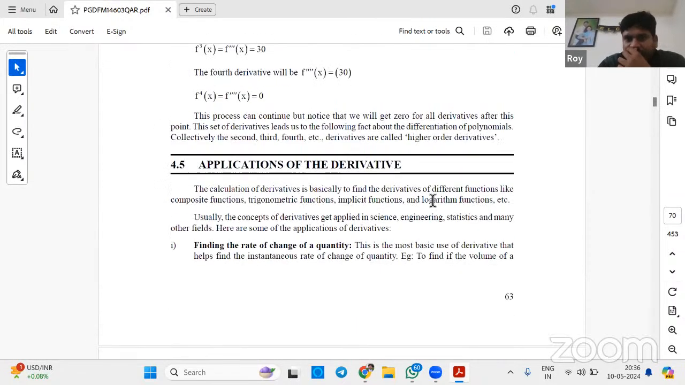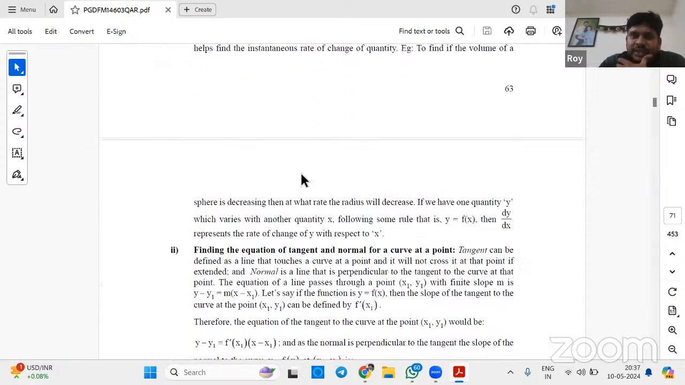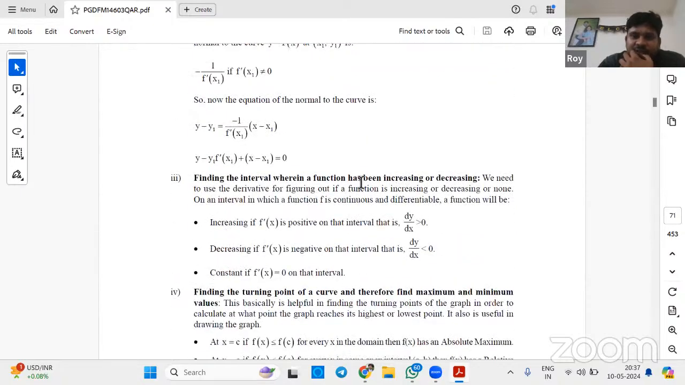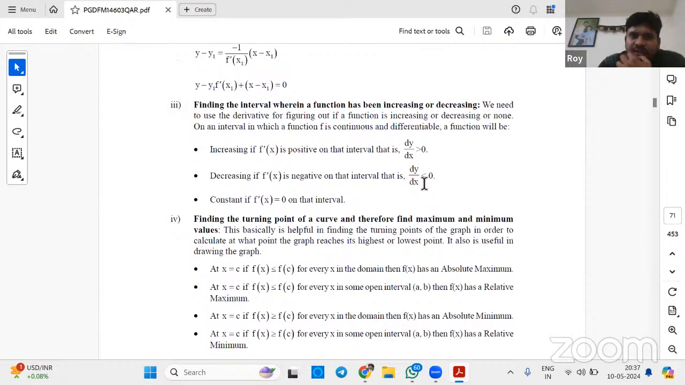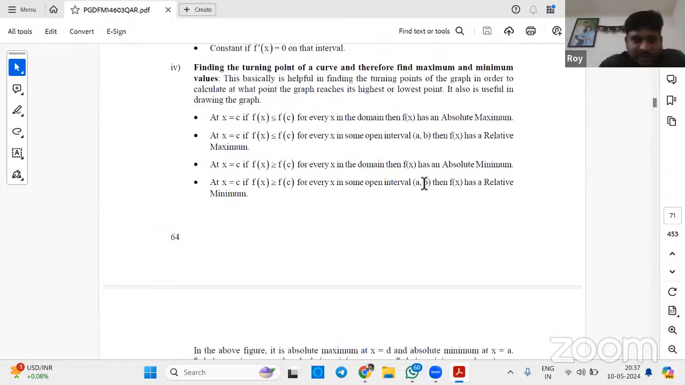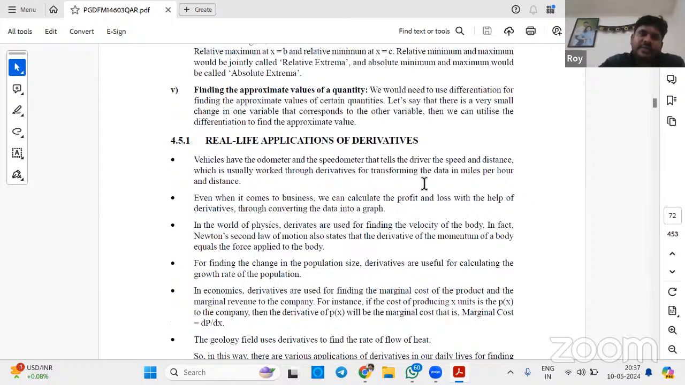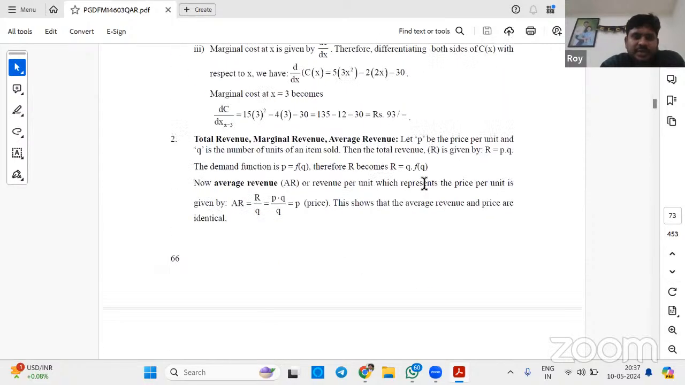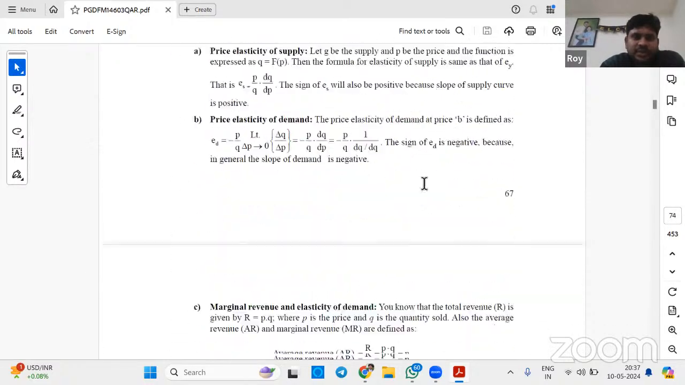Where can we apply derivatives? In the rate of change in a quantity, finding the equation of the tangent, normal, etc. Finding the interval where the function is increasing or decreasing, finding the turning point of a curve, and therefore finding the maximum limit. Real life applications, even in business, when you calculate profit and loss with the help of derivatives by converting the data into a graph. Easily, what kind of difference we have observed in that? If you can present it, it would be very nice for your business. Right? There are small problems here. You can go through these problems later.